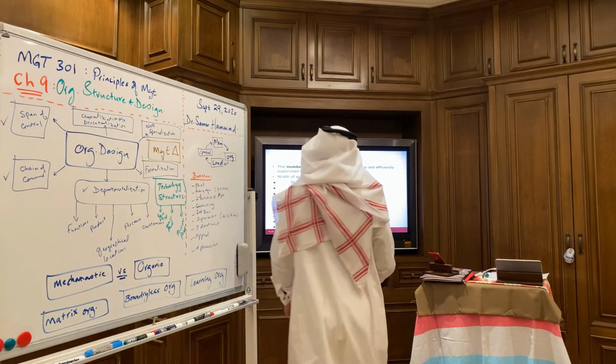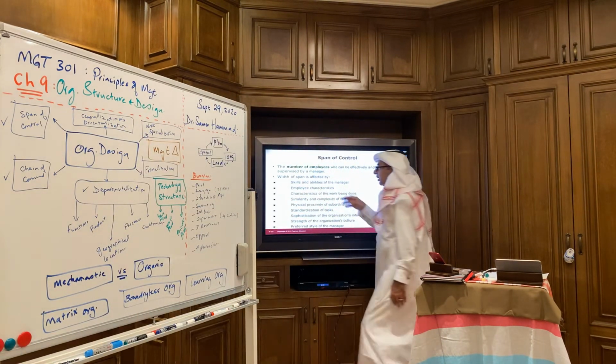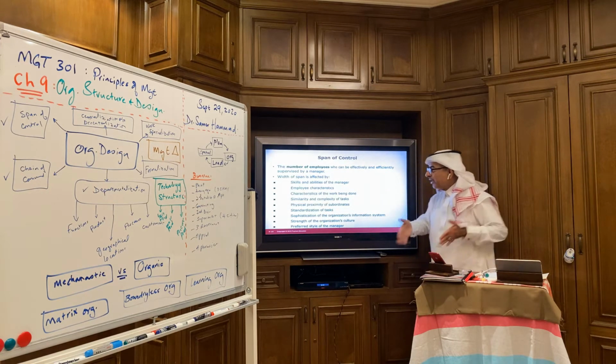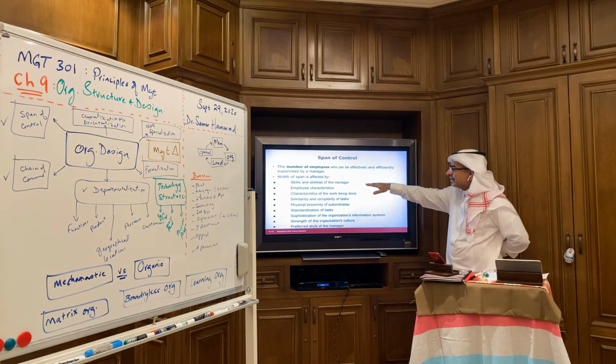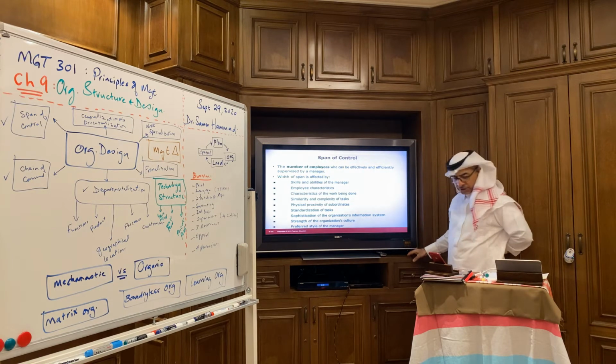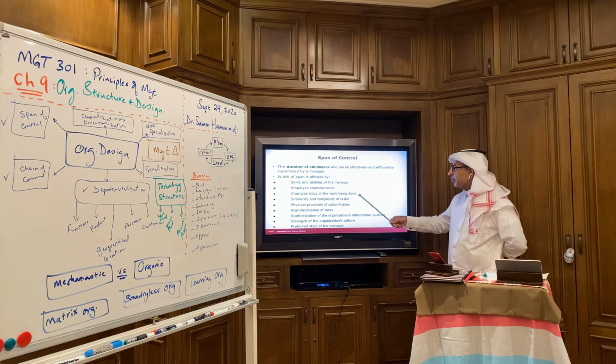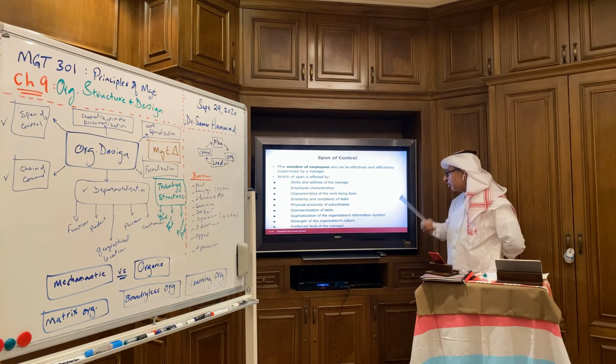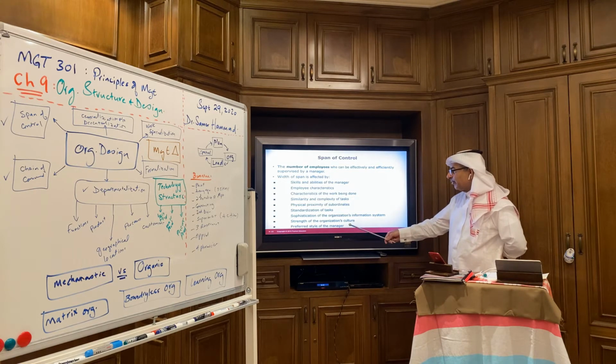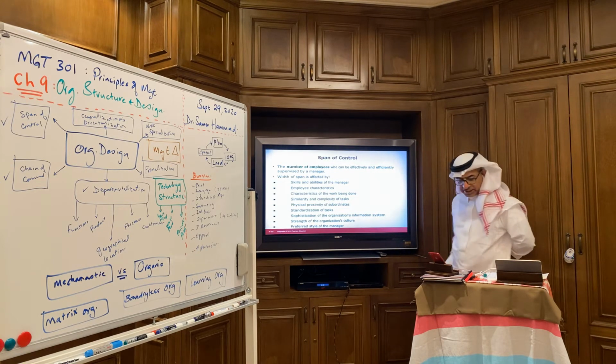Span of control is the number of employees who can be effectively and efficiently supervised by one manager. The width of a span is affected by the skills and abilities of the manager, employees' characteristics, the work being done, similarity and complexity of the tasks, physical proximity of subordinates, standardization of tasks, sophistication of the organization's information system, strength of the organizational culture, and preferred style of the manager.